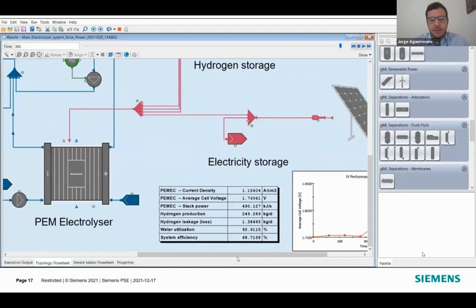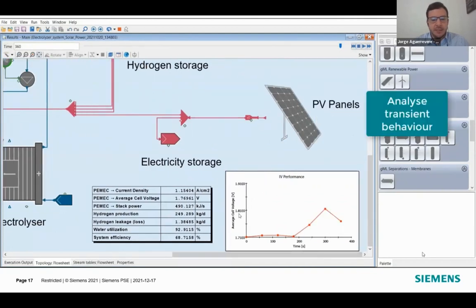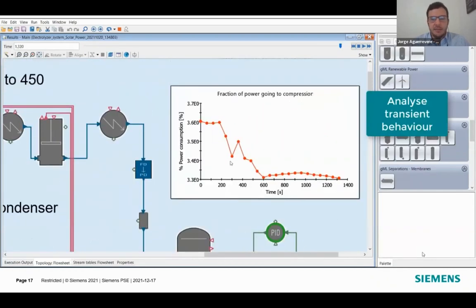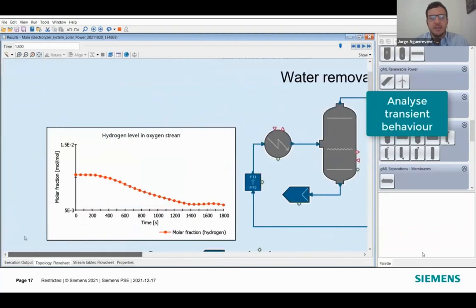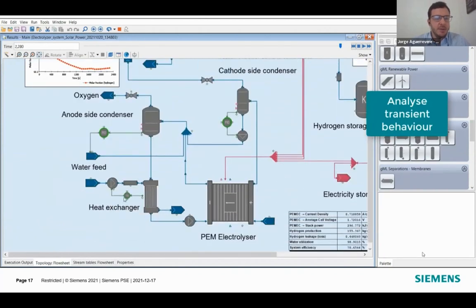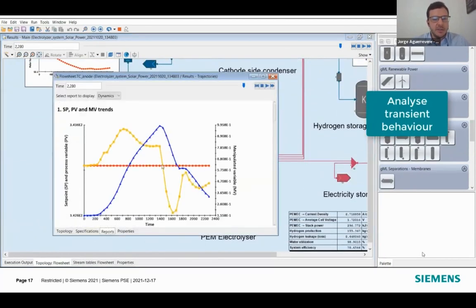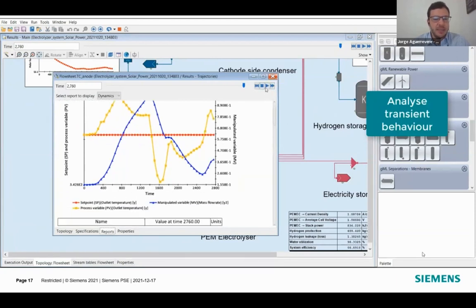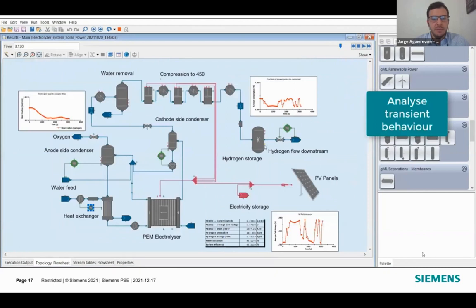And as before, we can look at the performance of the system, but in this case, not at steady state, but as it varies over time, and we can start to track different things like how much power is going into the compressors compared to what we're using to produce hydrogen, check the safety limits of hydrogen leakage into the oxygen stream, and look at our controller performance and the ability to maintain the set points that we've specified across the system.